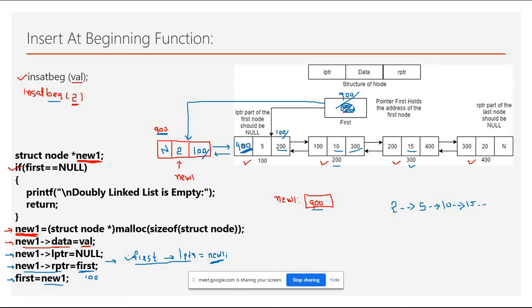Finally 15 gives you the next address, that is 400, and on 400 is 20. Afterwards, when we refer to the RPTR of it, it will be null, so your display function will stop printing, and all the values you can get in this order. So here what we have done is we have inserted 2 in the beginning of the linked list. So insert at beginning. I think this function will be clearer to all the students.